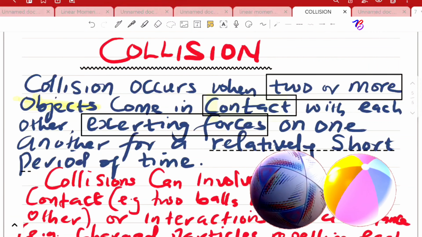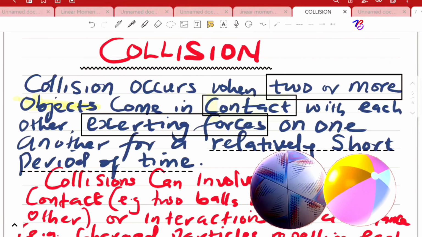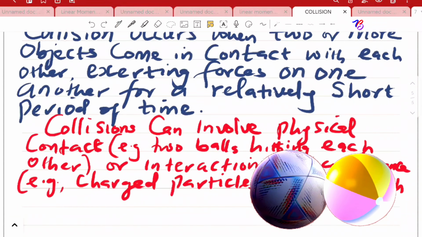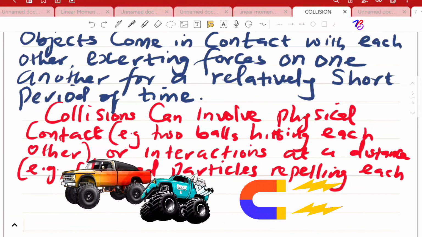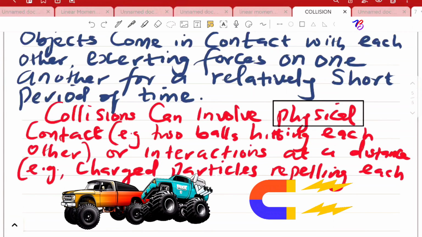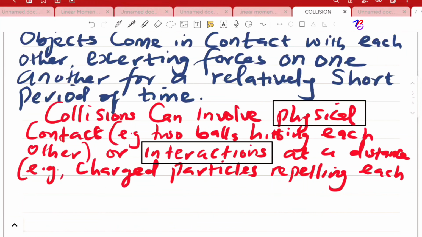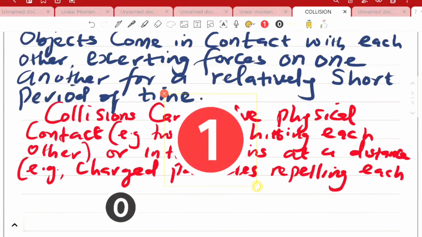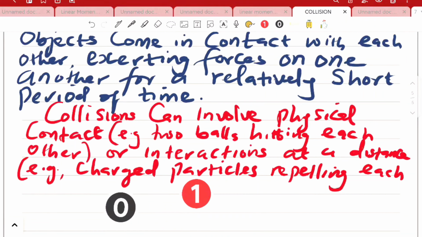And then you can see relatively short period of time. Yes, it happens all of a sudden. Consider an accident. You understand this concept vividly. If you observe this, for example, you see these two cars hitting each other. You see there is an interaction if you consider magnets. Interaction, magnets, charges, then physical contact, cars, balls hitting each other. Alright, let's consider these examples by using this diagram.